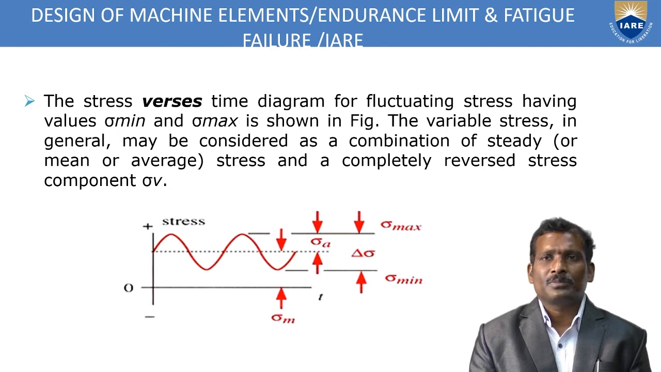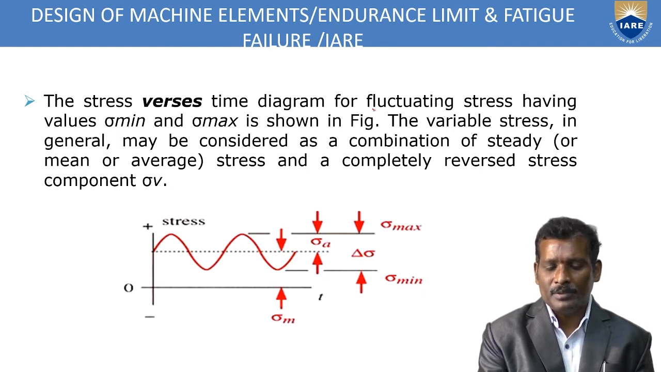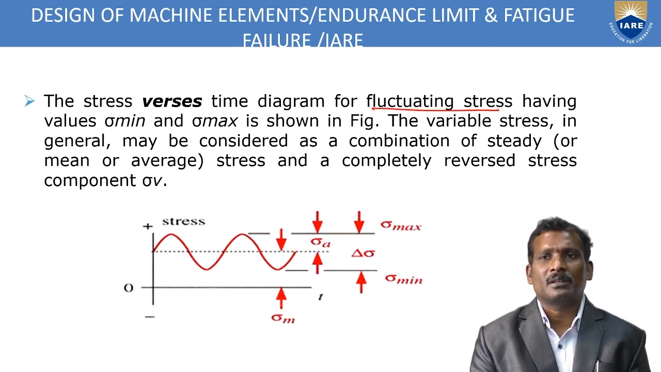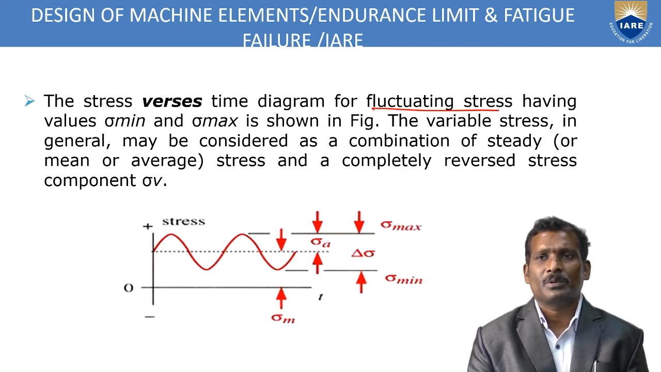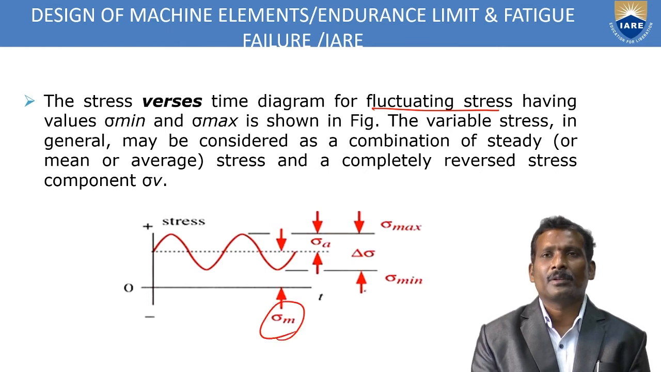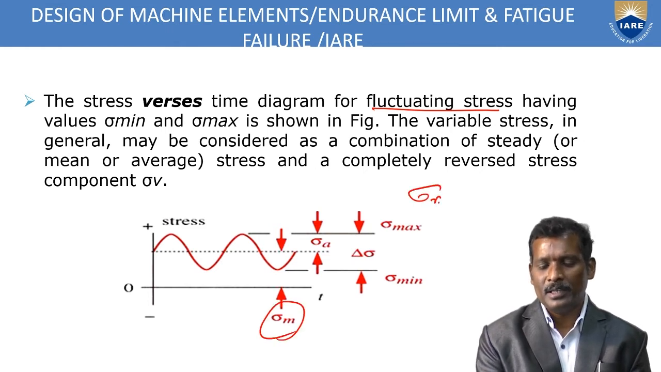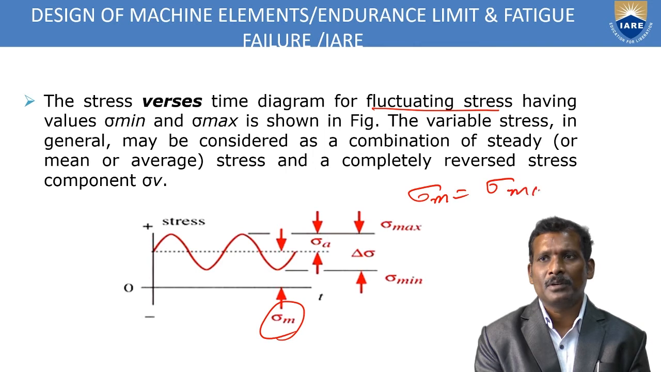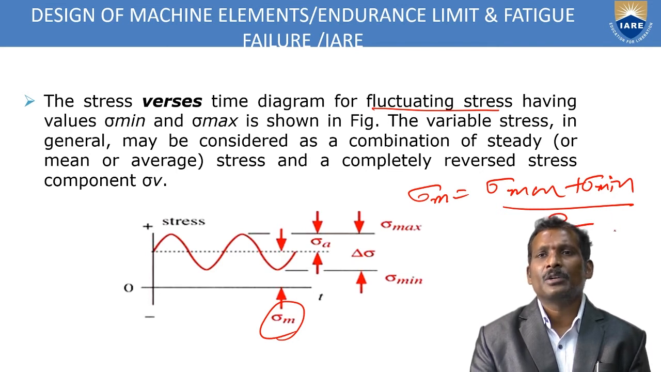Here, one more stress is there, that is fluctuating stress. In this case, here also the stress varies from minimum to maximum and maximum to minimum. But here, the maximum stress value and the minimum stress value are not equal. So that's why there is a mean stress. We can calculate mean stress is equal to sigma max plus sigma minimum by 2. So this curve also follows a sinusoidal.